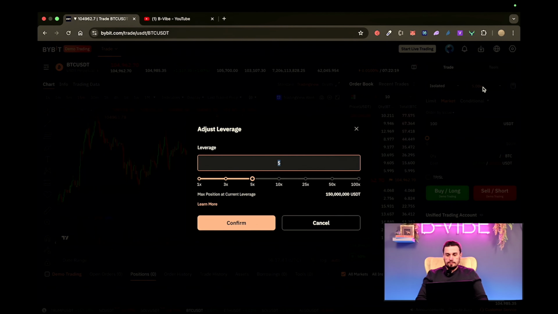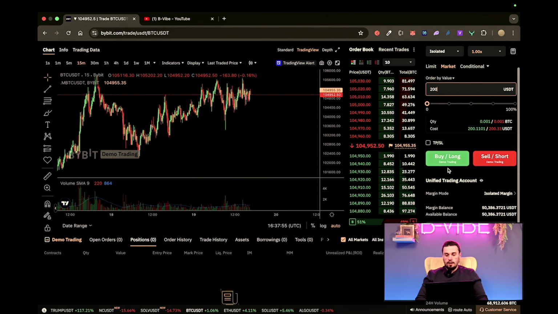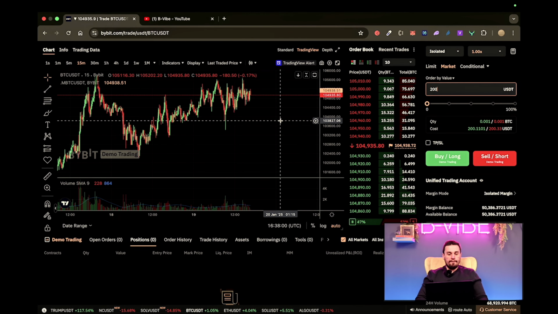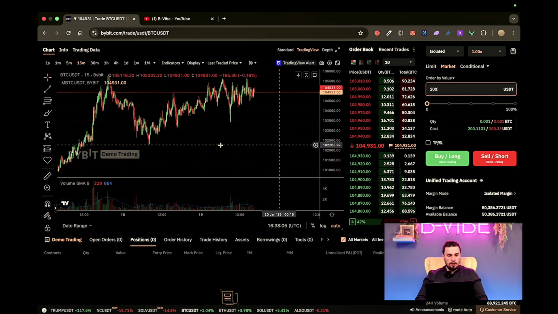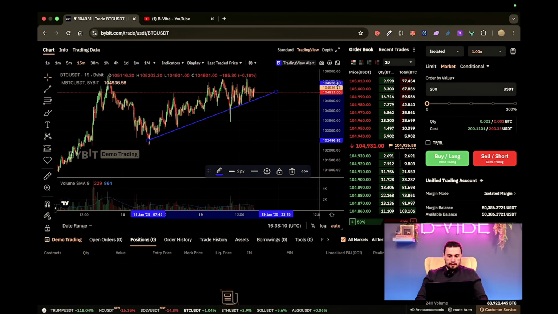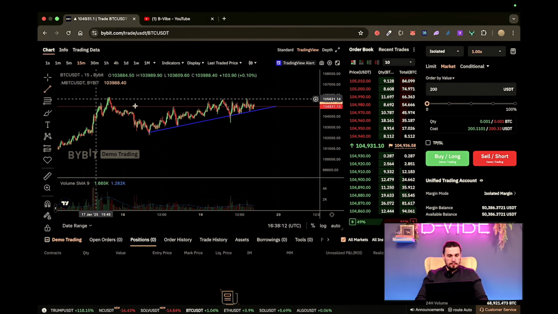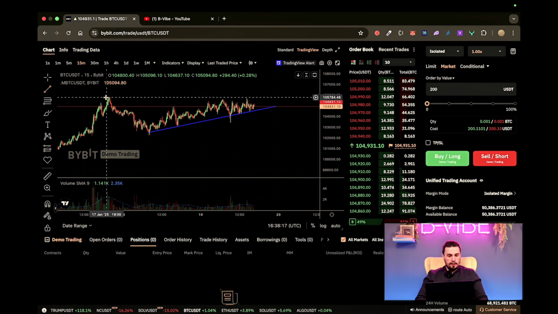Let's say that we go times 1, so we're not using leverage, and we will enter a trade of $200. So it will cost me $200, and I will say buy long or sell short. It depends on where I think the price will go in the near future. So I can draw here some kind of a trend line like this. Maybe this is some kind of a support. You see that the price is bouncing off this blue line.